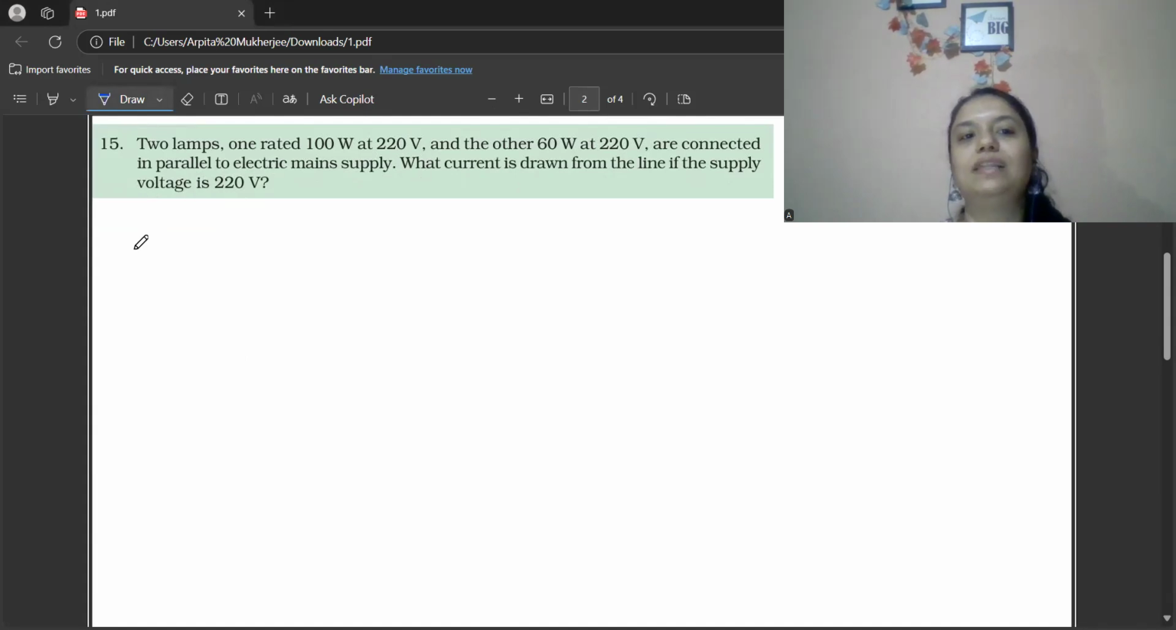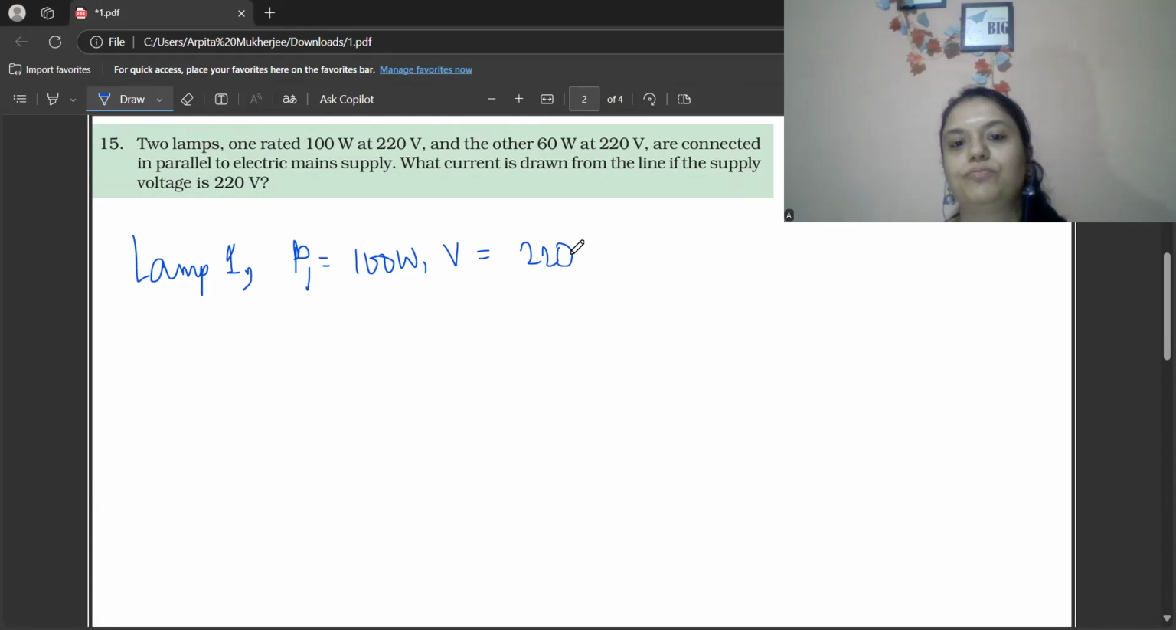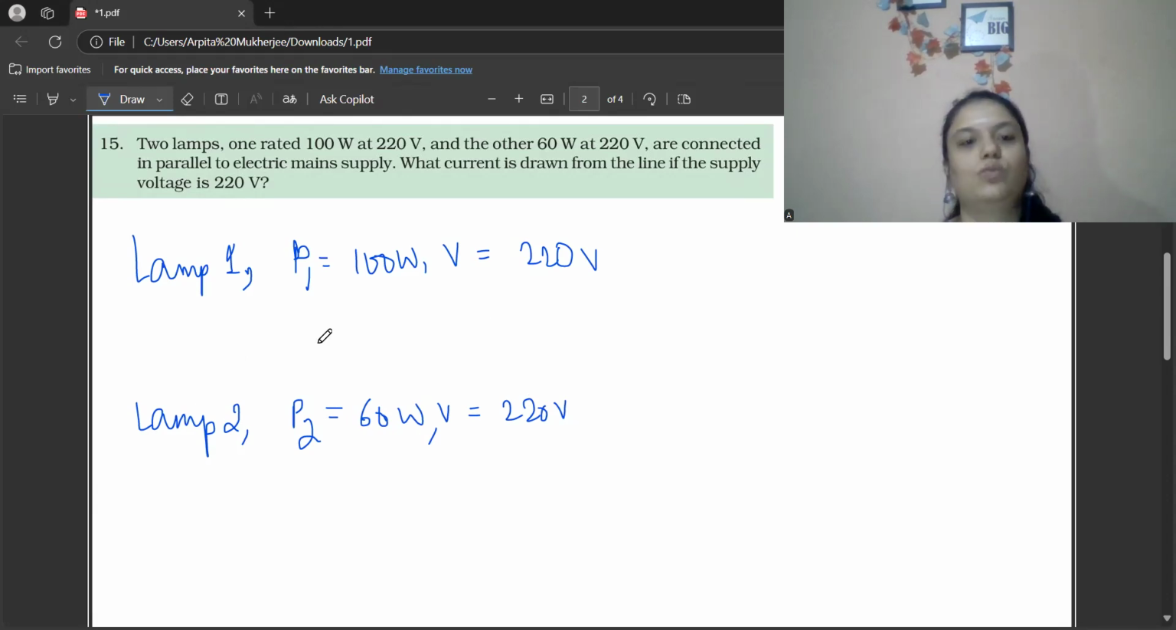Now let's take up lamp 1. For lamp 1, the power rating is P1 equal to 100 watt and the voltage is the same, 220 volt. Now for lamp 2, P2 is 60 watt and the voltage is the same, 220 volt. Let's find the current for the first one, I1.